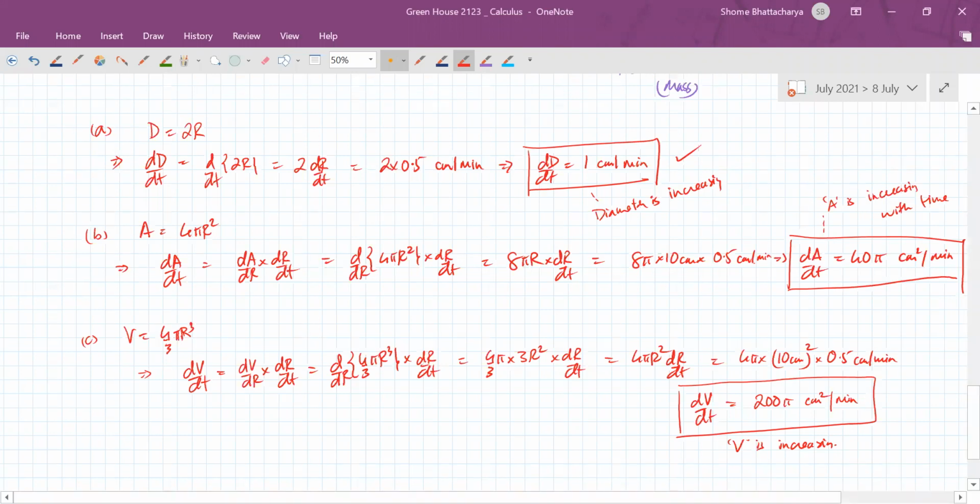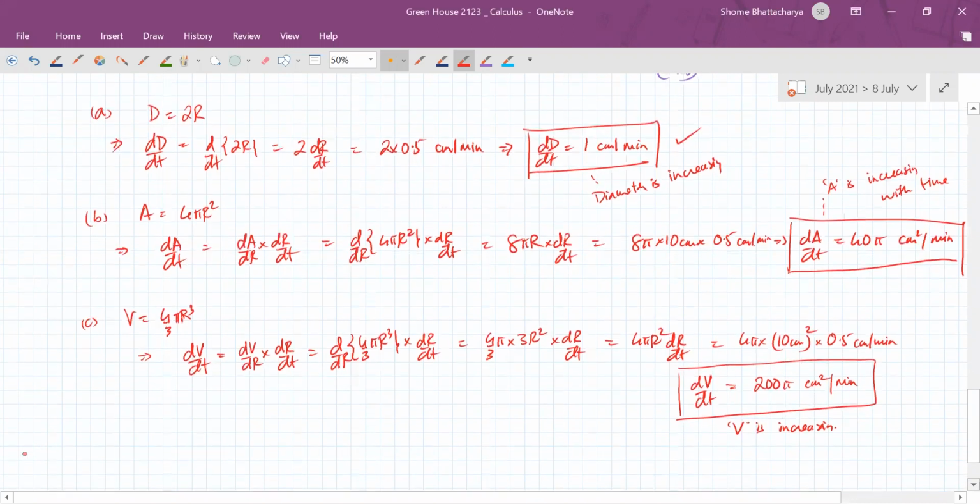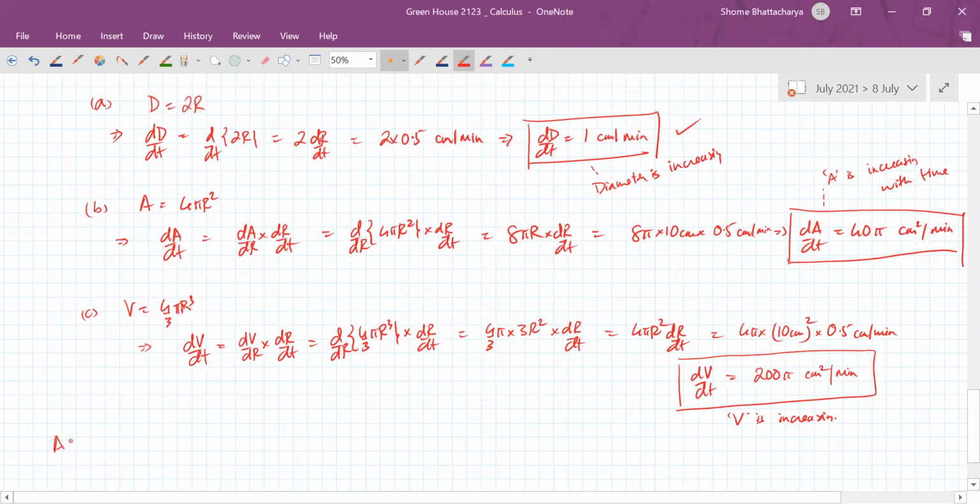So I'll just show you with one example. For example, the surface area in terms of diameter, we can write it as 4 pi into diameter by 2 whole square, correct? So it will become pi d square. Okay. So rate of change of surface area with respect to time will become rate of change of surface area with respect to diameter into rate of change of diameter. So this term will be now differentiation of pi d square. So it will be 2 pi d into this rate.